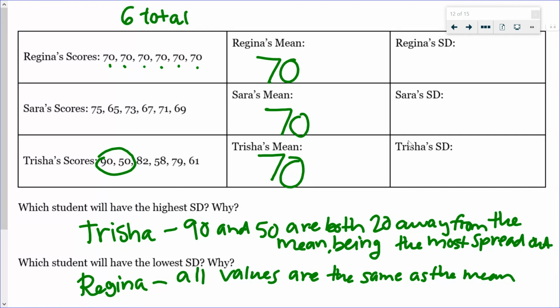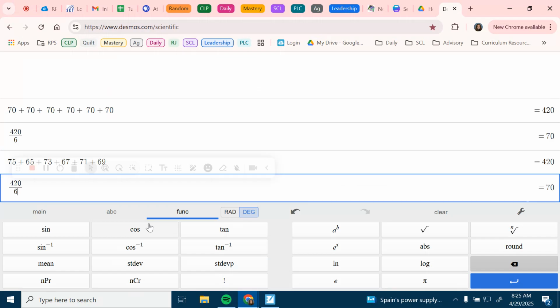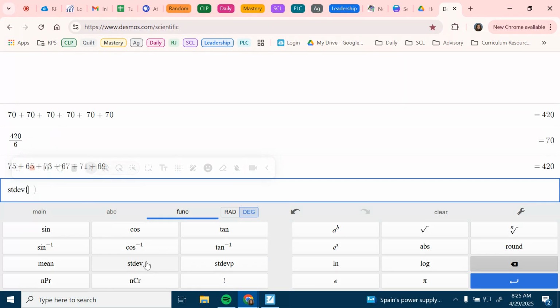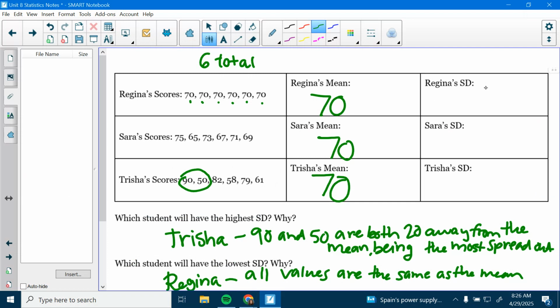I'm going to take a minute then to go into my calculator and type in my values into the standard deviation. So in my calculator, I'm going to click on function, standard deviation, and I'm going to type in 70 six times for Regina's score. And I get a standard deviation of 0, which makes sense. If we're talking about how far away from the mean it is, and it is the same value, then it's going to be 0. There's no difference. There's no distance.